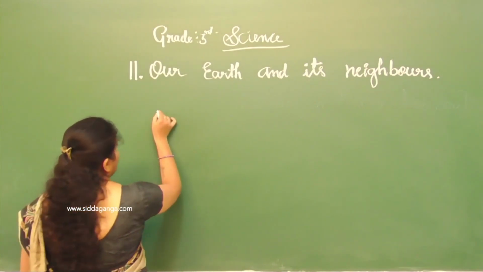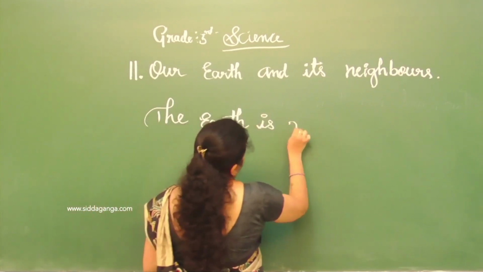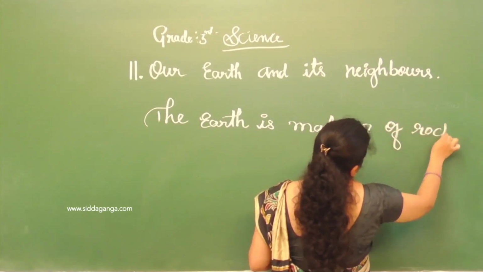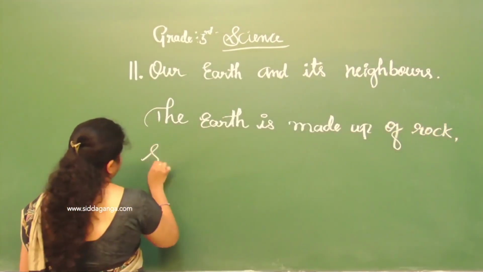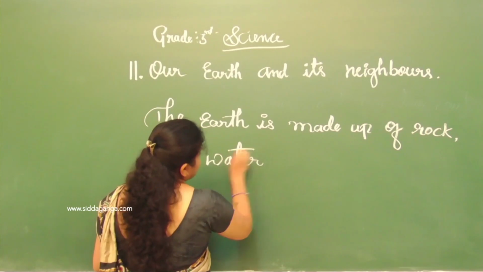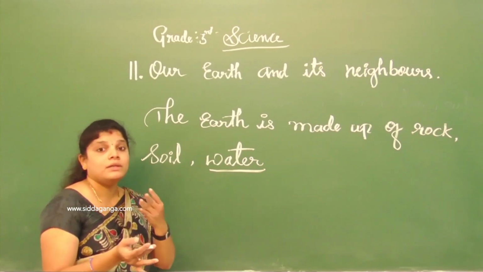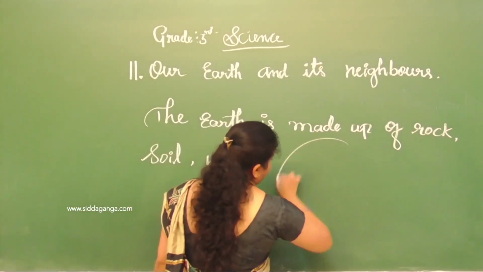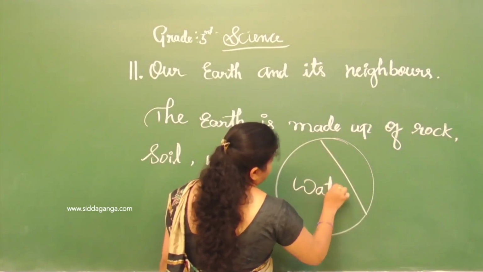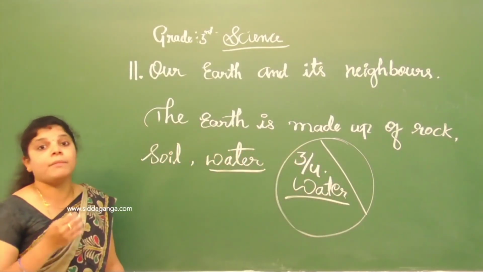So when we see, the earth is made up of rock, soil, and then water. Mainly, three-fourths of the surface of the earth is covered with what? Water. It means three-fourths of our earth is surrounded by water.